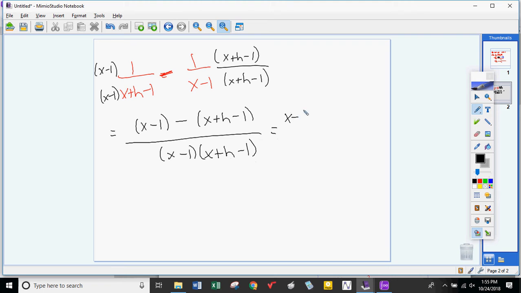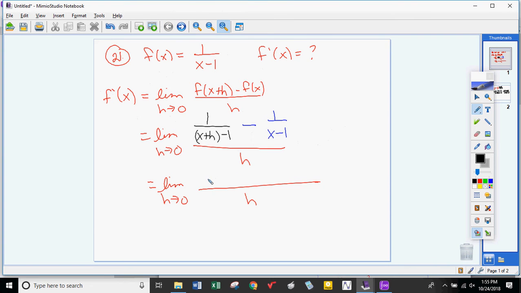My numerator is going to simplify. Denominator is not. I'm going to leave the denominator where it is. The x's cancel out, the 1's cancel out, and I'm left with a negative h in the numerator. So going back to the other page, I get a negative h all over x plus h minus 1 times x minus 1. Now using our properties of fractions, that denominator is going to go on the bottom.